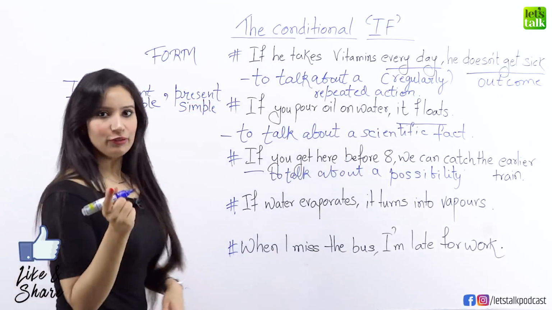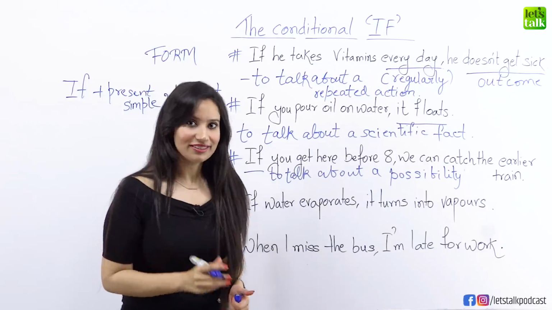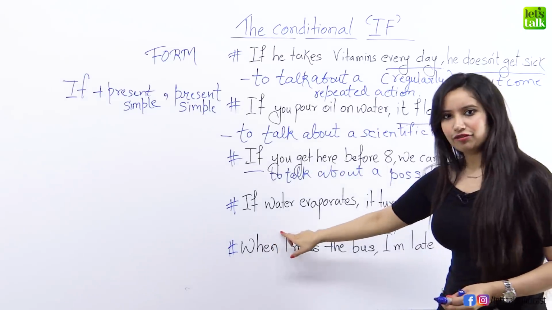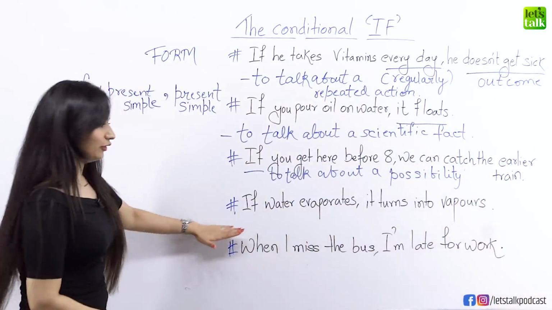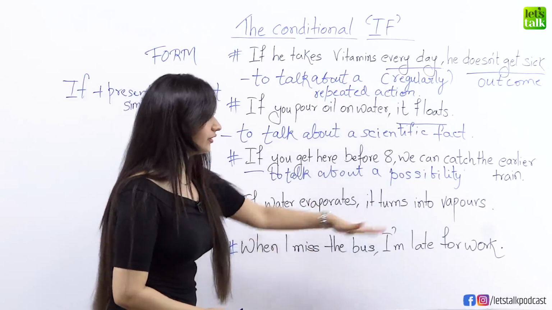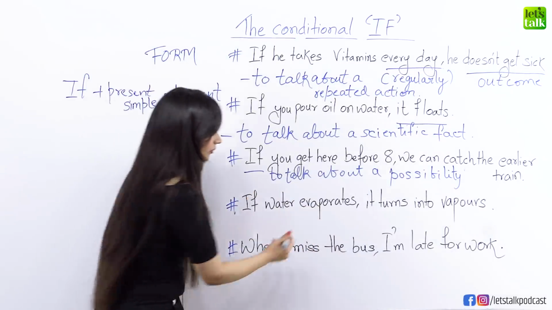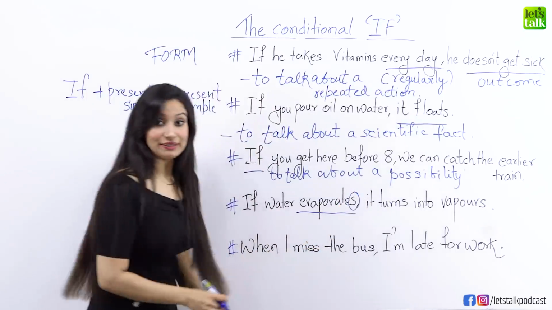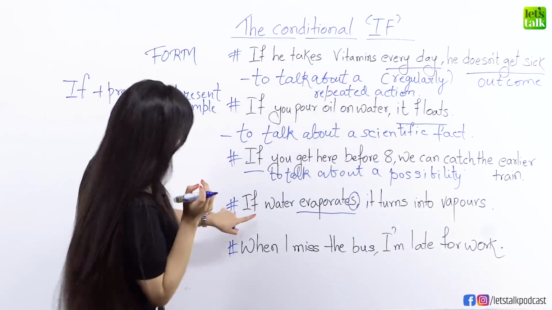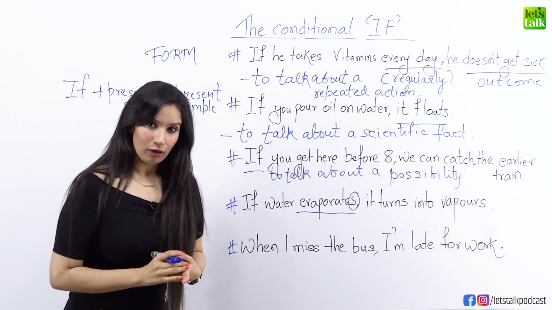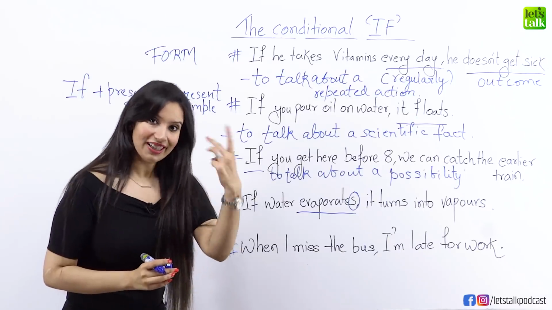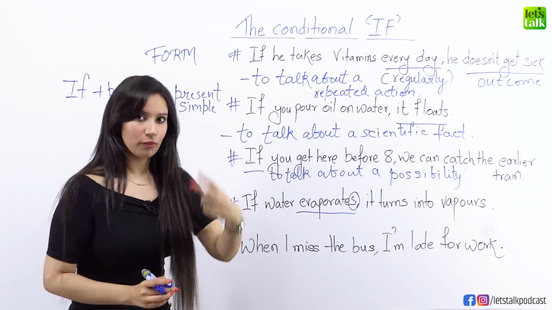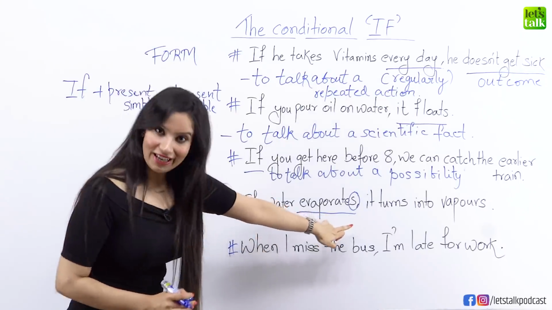There is something you need to be very careful about when you're using present simple tense. What is that? Let's look at this sentence. If water evaporates, it turns into vapors. Okay, let's look at this verb, evaporate. But why do we have this S here? Because here we are talking about a third person. Whenever we have he, she, or it, we use S.